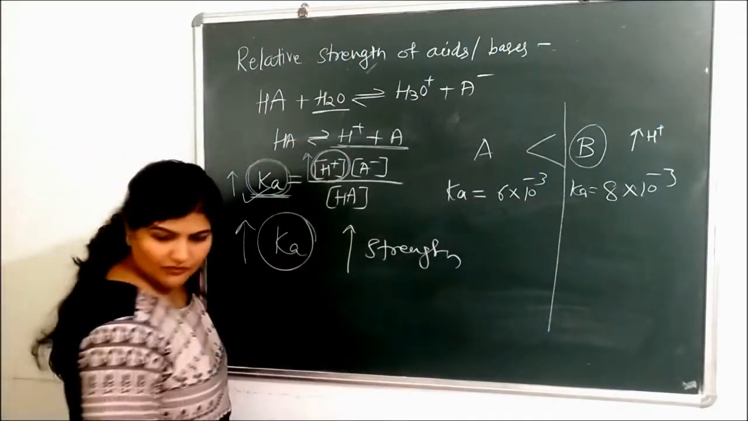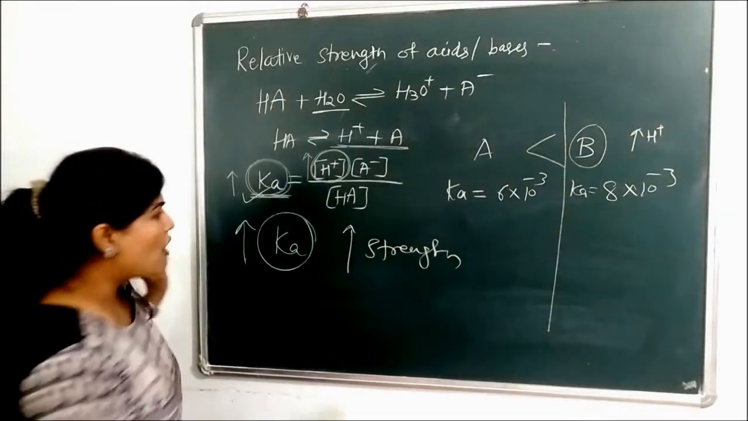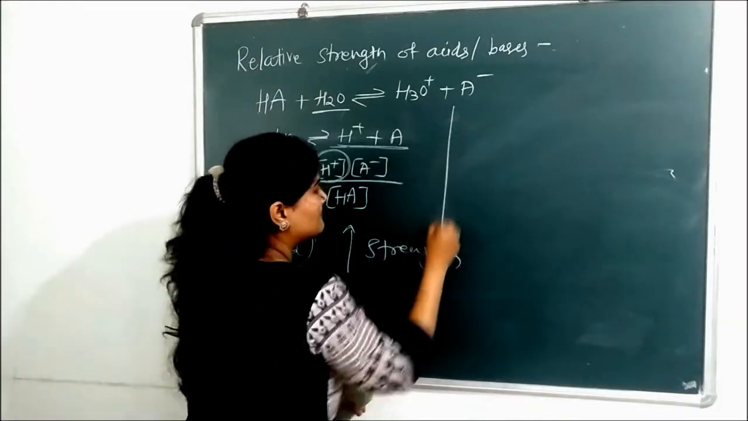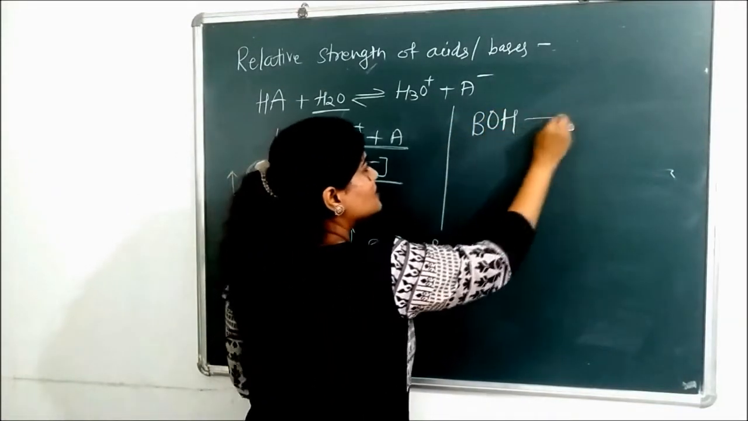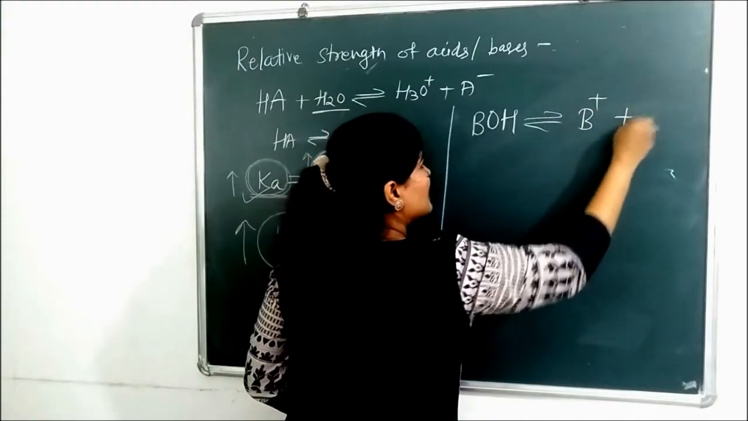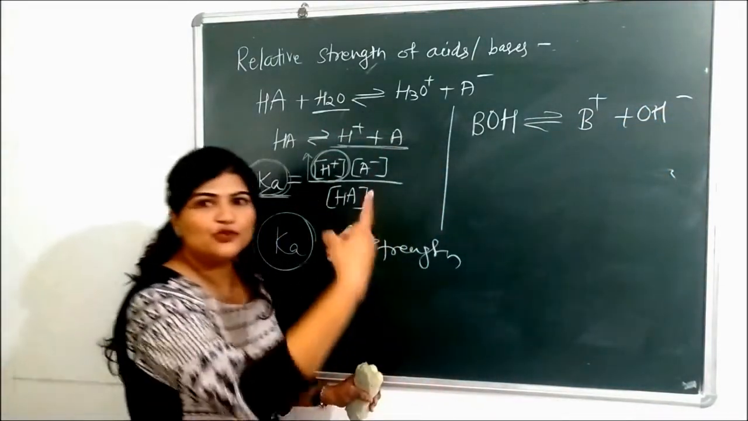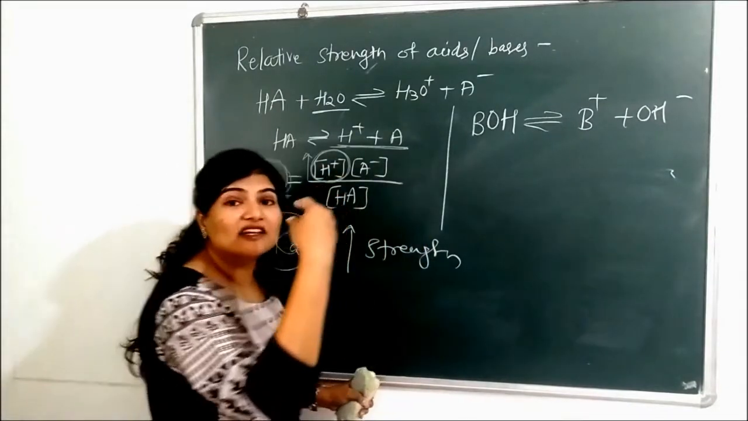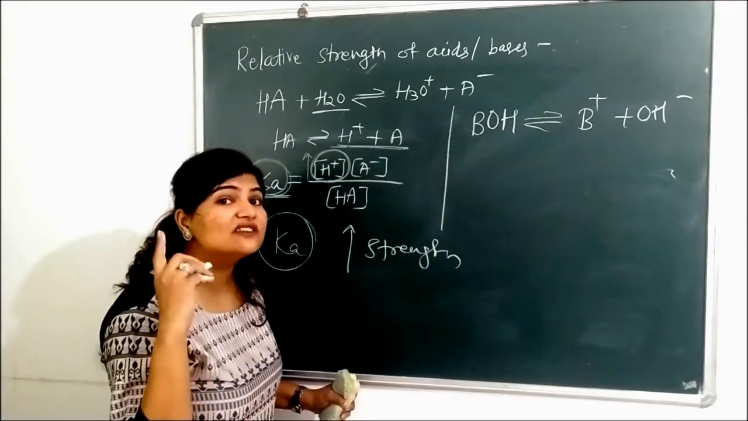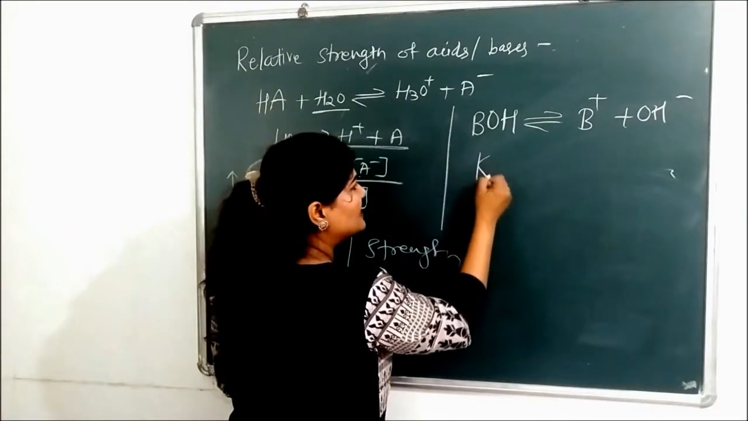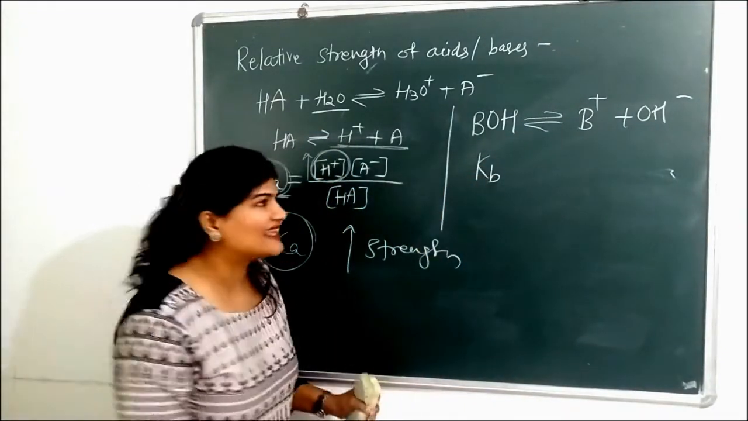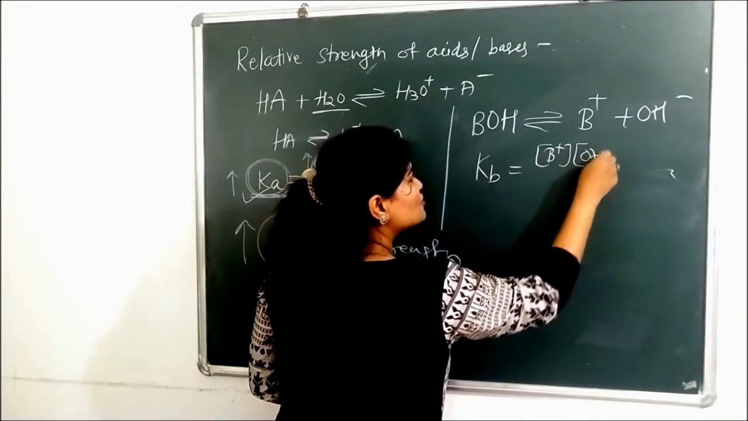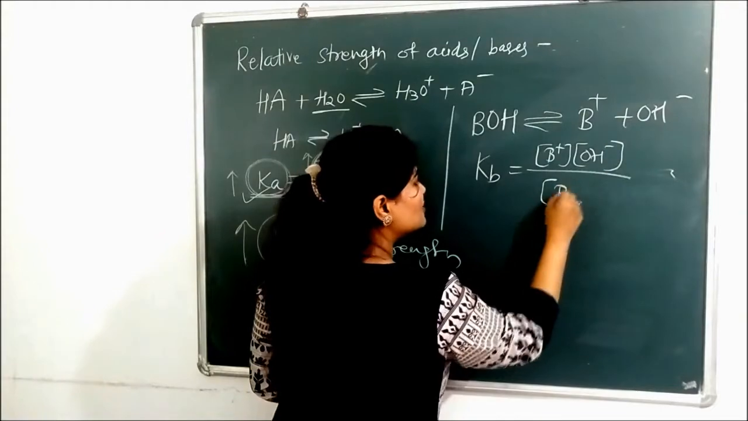The same explanation applies to base. For example, let me take an example of a base like BOH, and it dissociates to produce B plus and OH minus. So it is producing OH minus ions, means hydroxide ions. It is a base. It is a reversible reaction, so the base is a weak electrolyte. I will write the dissociation constant for this base as Kb, and I'll write the equation like concentration of B plus into concentration of OH minus upon concentration of BOH.